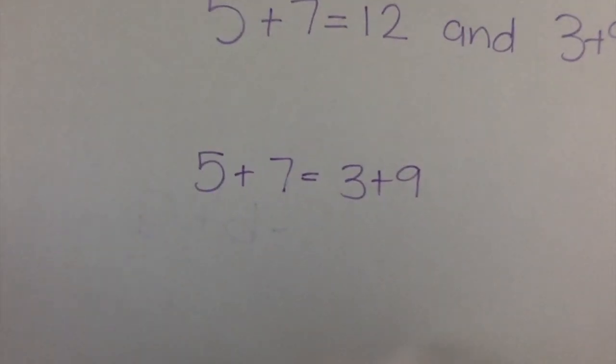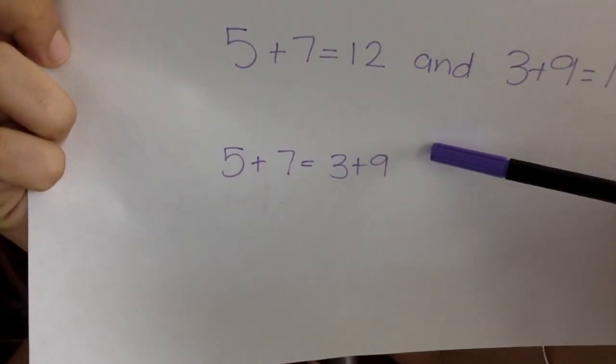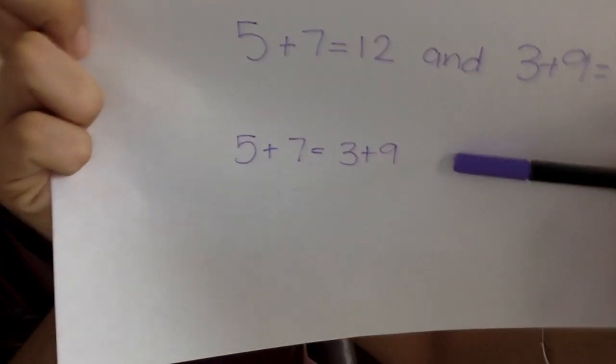5 plus 7 equals 12, and 3 plus 9 equals 12. So that means 5 plus 7 equals 3 plus 9. Five plus 7 equals 3 plus 9. And this is how I'm going to be closing the lesson.